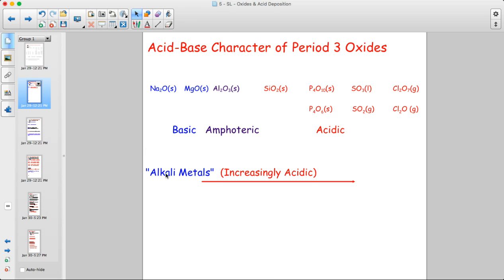Reminder that the trend goes from basic alkali metals at the left over to more and more acidic on the right. You should note of special importance that aluminum oxide is amphoteric and it can neutralize acids and bases. And you should know some of the reactions of these compounds, certain compounds with water, the ones that I outlined on the syllabus.